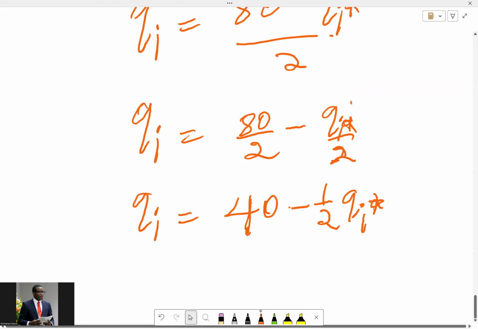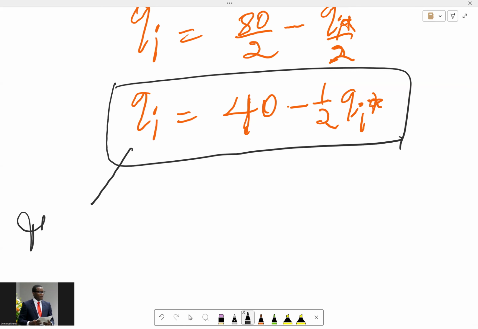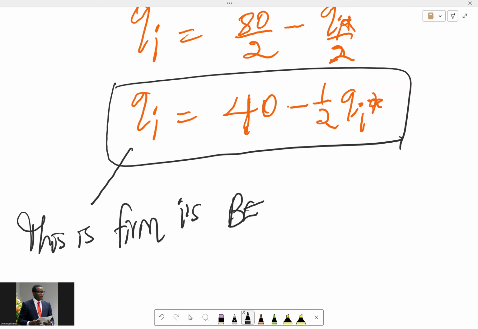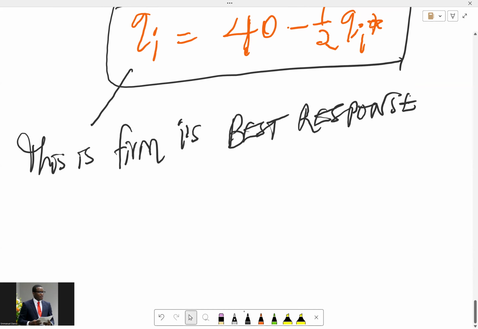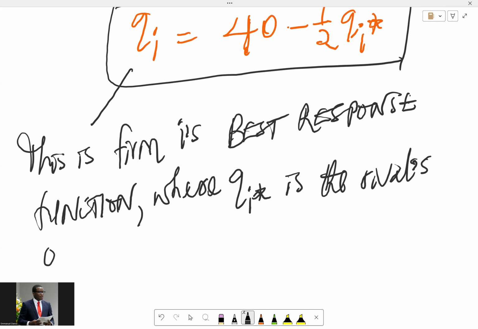So this is firm i's best response function, where qi star is the rival's output.